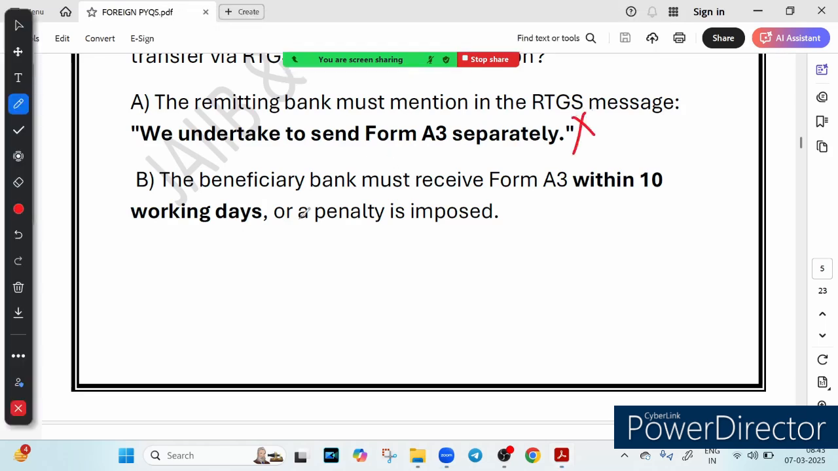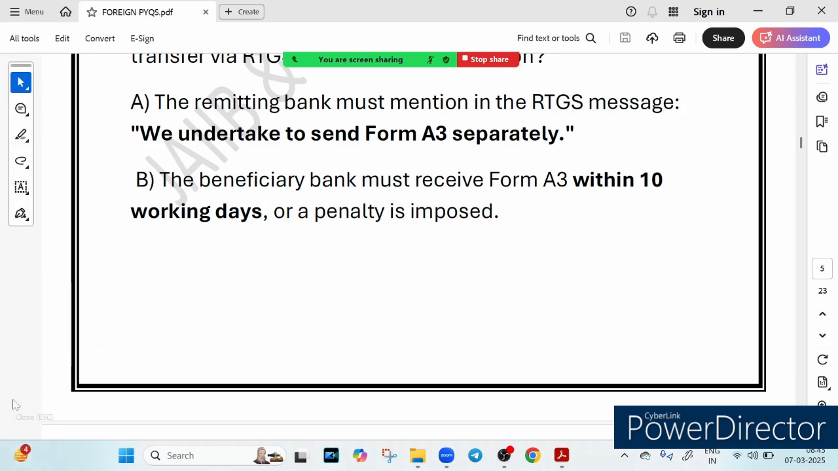Option number B states that Form A3 must reach the beneficiary bank within 10 working days or a penalty is imposed. This is incorrect because the actual rule is that Form A3 must be submitted within 5 working days, not 10 working days, right? So this is wrong. Now let's see option number C. So the question is which is correct, right?